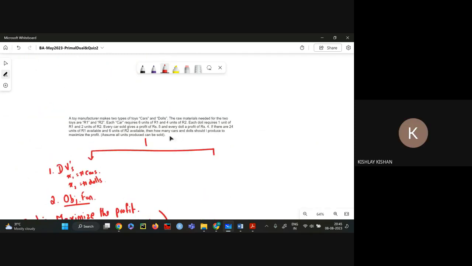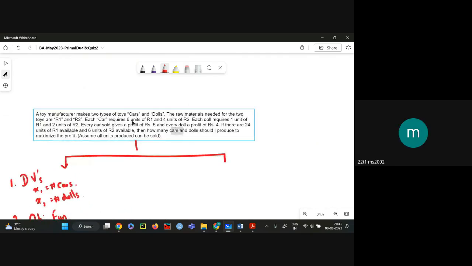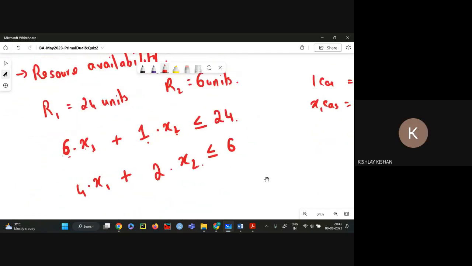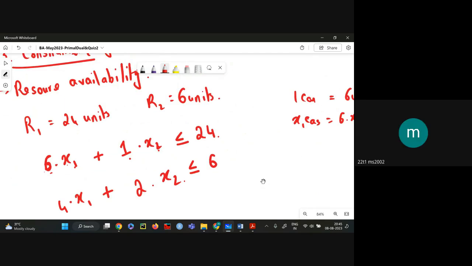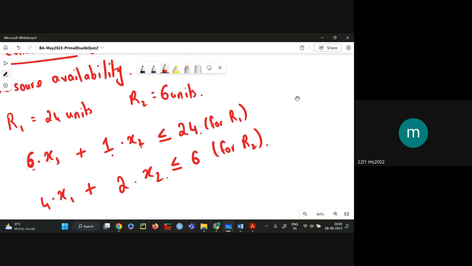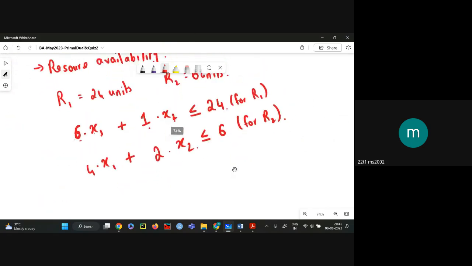Yes. So here 6 units of R1, 1 unit of R1. Resource-wise, we have to write the constraints exactly, one for R1 and next for R2. So this is the resource constraint for R1 and this is for R2. Everyone with me so far? Got it. Yes, sir.